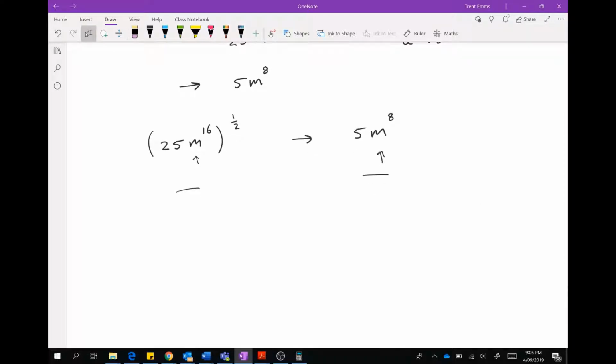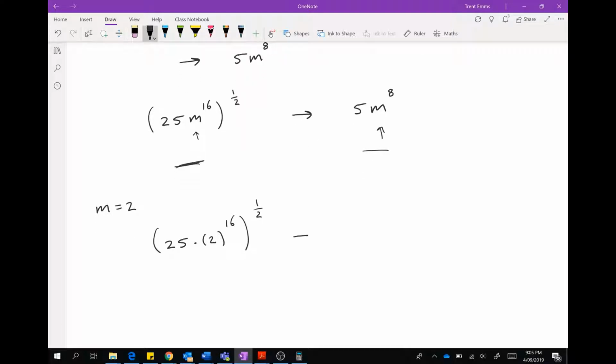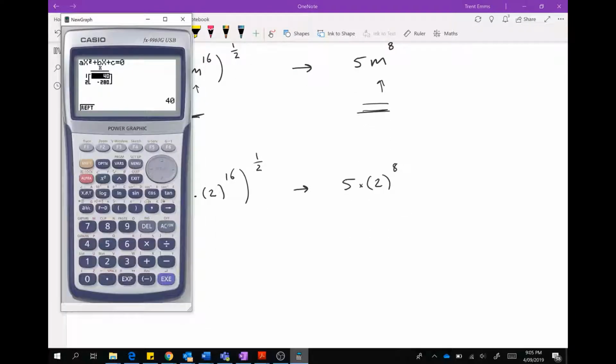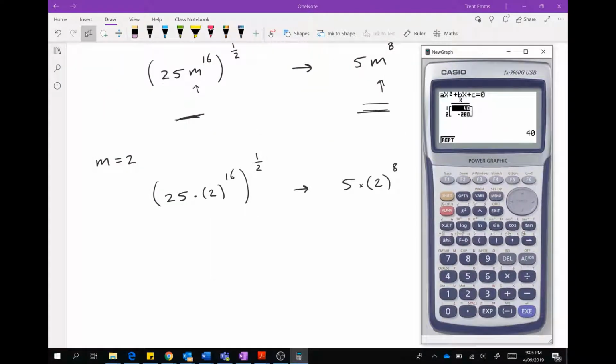So let's just pick an m value. Let's try 2. Right, let's try it for the original before we simplified it. So we're going to have 25 multiplied by 2 to the power of 16, and all of that to the power of a half. And then we're going to see if that equals, if we put m as 2 into here, 5 times 2 to the power of 8. And we'll get a calculator up to go through the calculations.